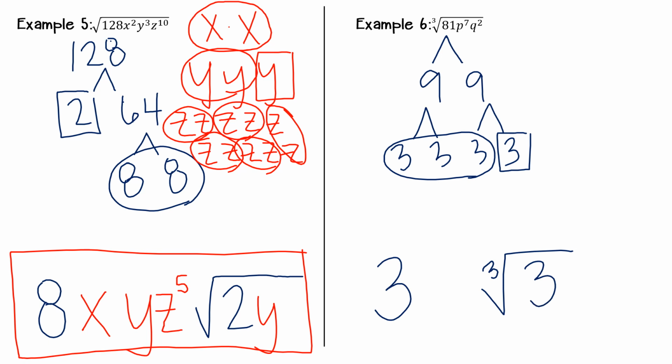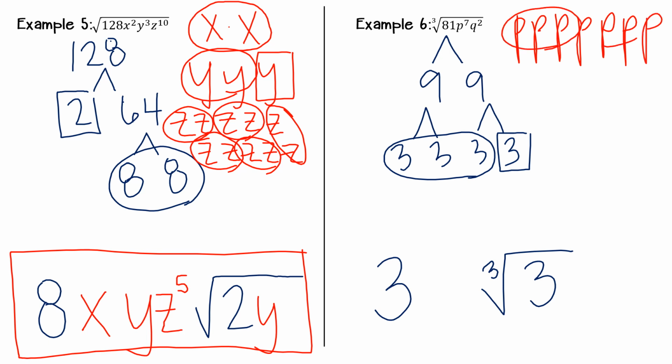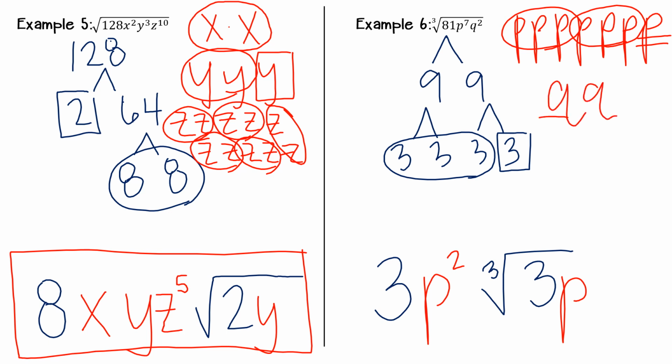Then for your variables, this one's going to be a little bit different because instead of looking for pairs, I'm looking for triples. So if I have 7 p's, that would give me 2 triples of p's, and then 1 single left over. So I would have 1 p underneath, and then in front I would have p squared. Then for the q, I only have 2 of them, so that doesn't even make a triple, which means they're both singles. So this would be q squared underneath the root, and this would be my final answer.